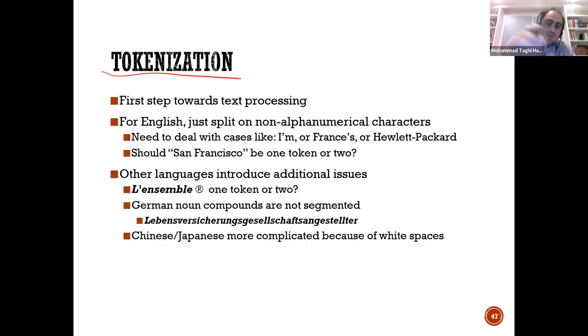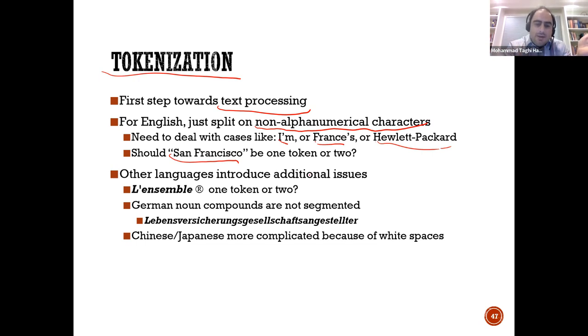The other one is tokenization. In syntax, it might look simple, but it's not completely trivial. If you want to process any text, the first step is to get the text tokenized. For English, you can maybe split on non-alphanumerical characters or consider the whitespace, but it is not completely trivial. For example, consider "I am", or Hewlett-Packard, whether it is one word or two words, or San Francisco, whether it is one token or two tokens.